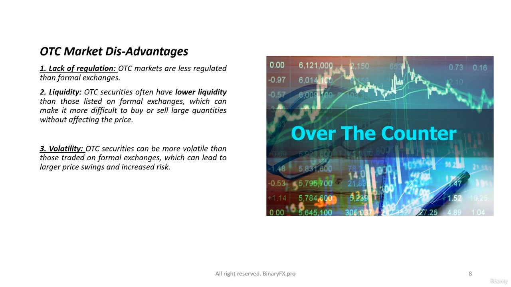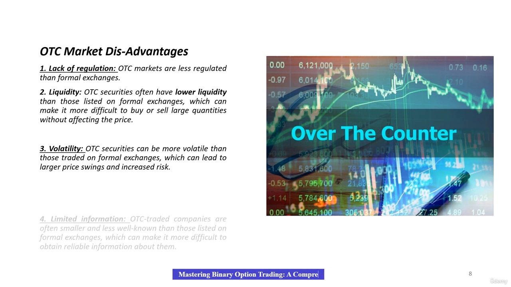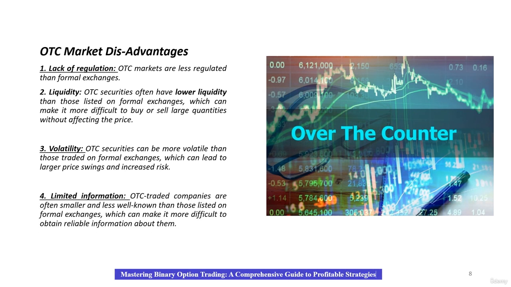The third one is about volatility. OTC securities can be more volatile than those traded on a formal exchange, which can lead to larger price swings and increased risk. Number 4, limited information. OTC traded companies are often smaller and less well known than those listed on a formal exchange, which can make it more difficult to obtain reliable information about them.